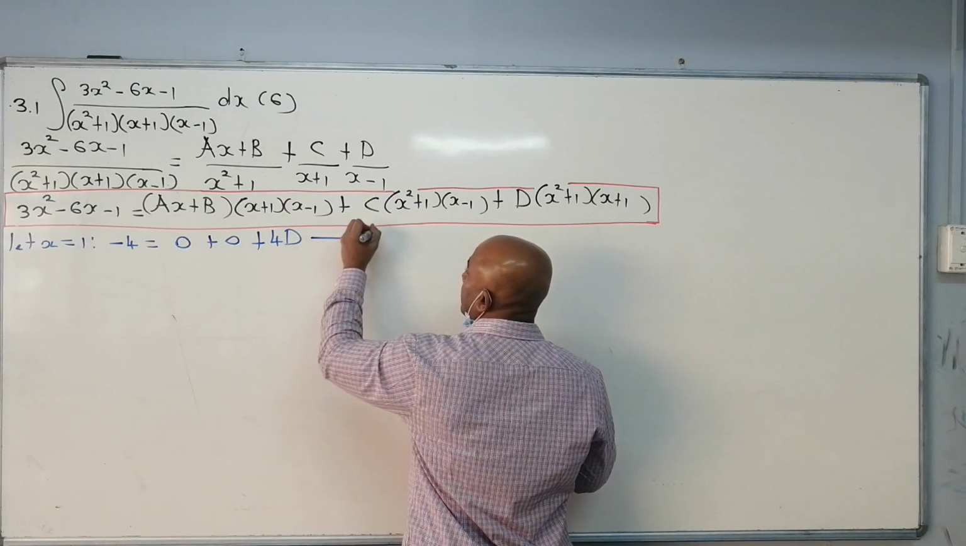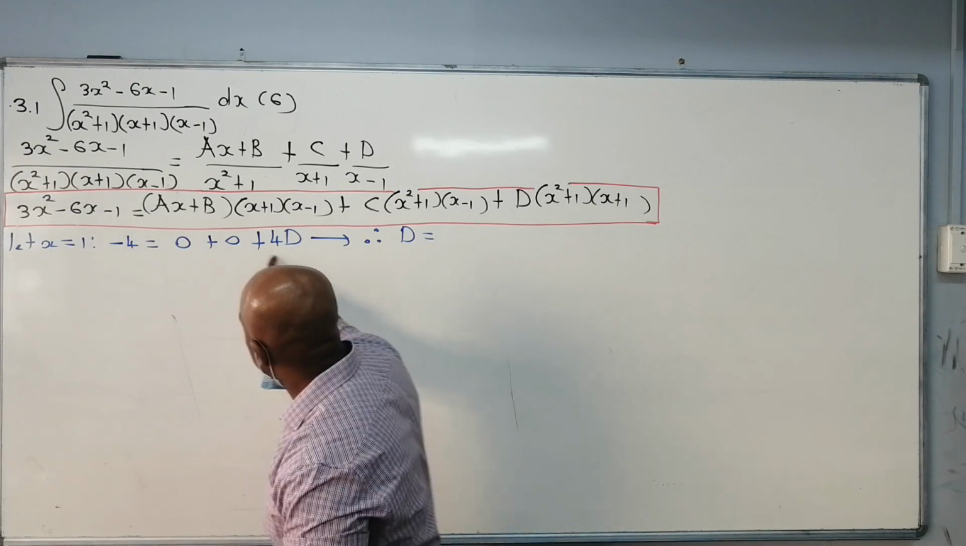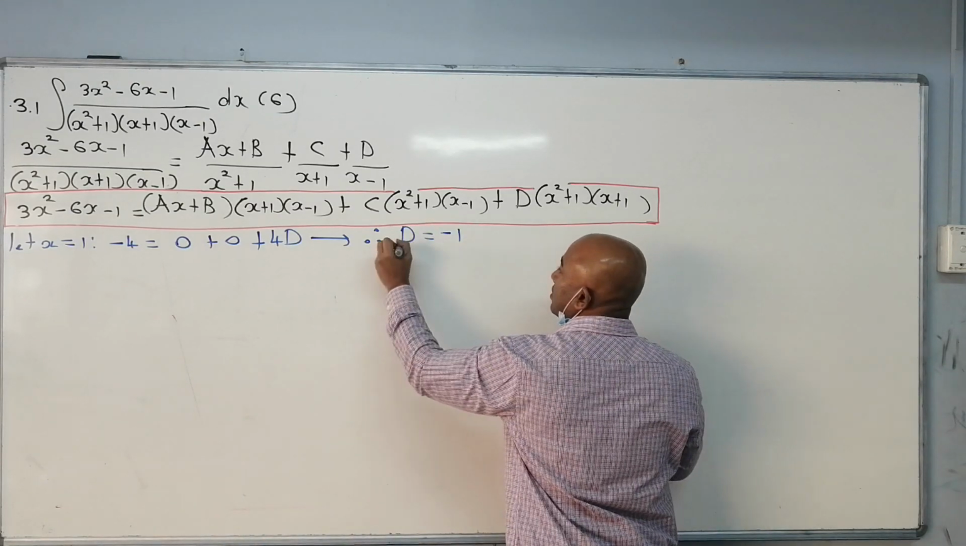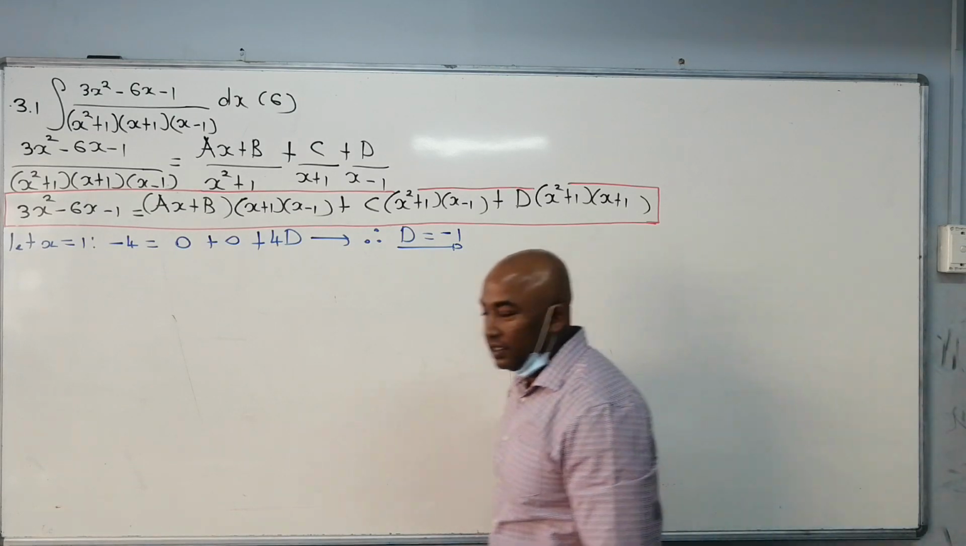So therefore, d is going to equal to minus 4 divided by 4, which is equal to minus 1. In a few seconds we got that answer. Next one.